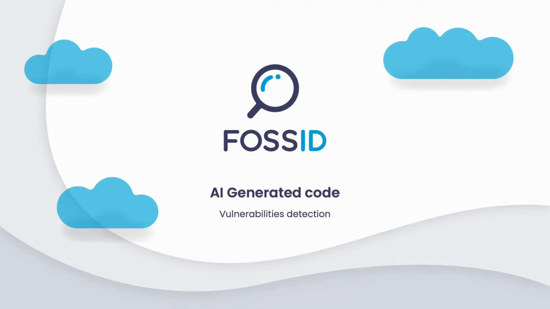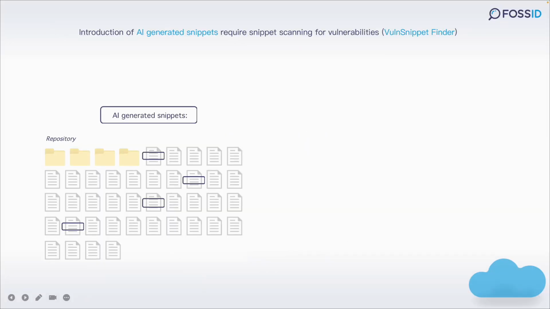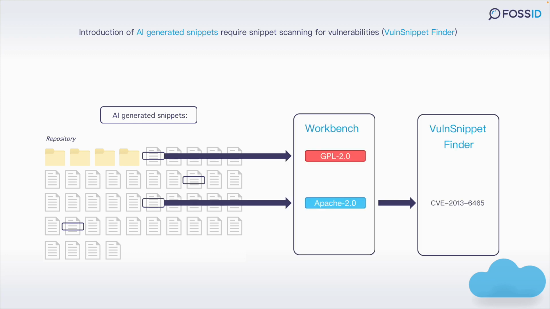Vulnerability detection in AI-generated snippets. For this issue, FOSS-ID introduces the Vulnerability Snippet Finder tool. With this tool, we take open source vulnerability detection to new levels. It detects and identifies the actual lines of code that introduce vulnerabilities in open source and proprietary code. It eliminates false positives and common human errors. It also identifies exact matches inside open source components and proprietary code.